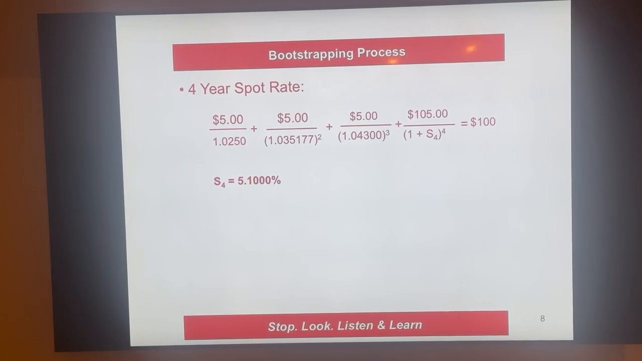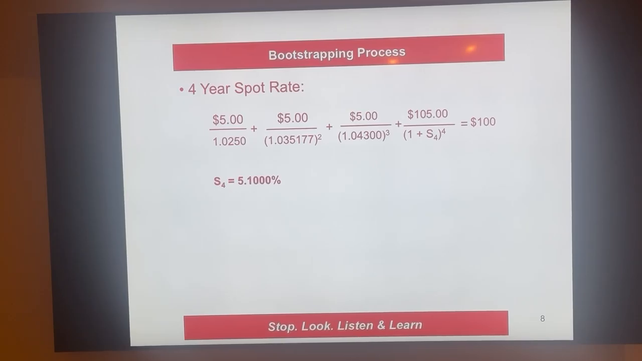So what we want to do is discount those cash flows back at the appropriate spot rates. The $5 coupon we're going to receive 1 year from now, we will discount back at the 1-year spot rate, which is 2.5%. The $5 coupon we receive 2 years from now, we'll discount back at the 2-year spot rate, which is 3.5177%, and don't forget to square that, because we're 2 years out into the future. The 3rd cash flow will be $5 at the end of 3 years, and we're going to discount that back at the 3-year spot rate, which we just determined was 4.3%.